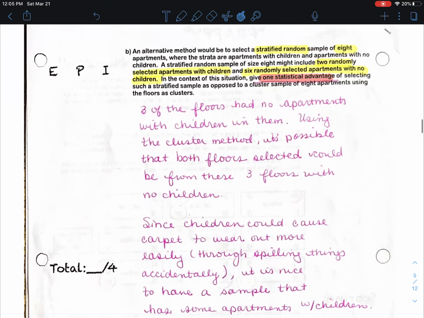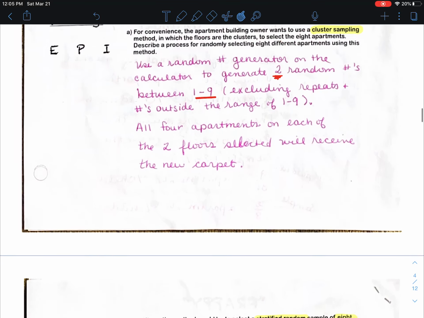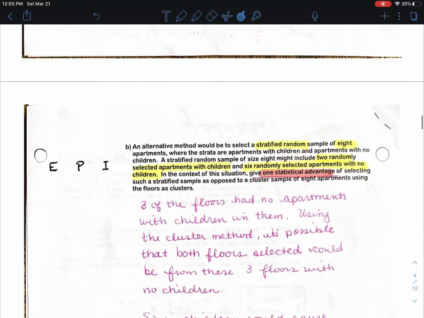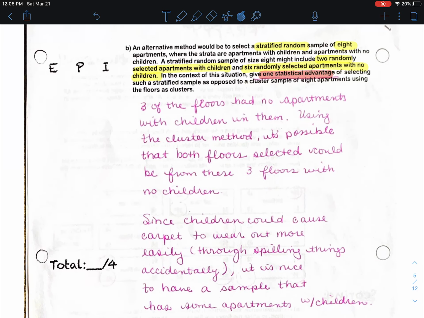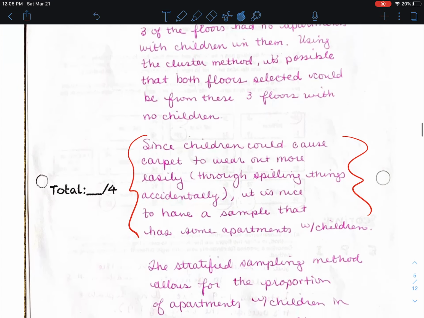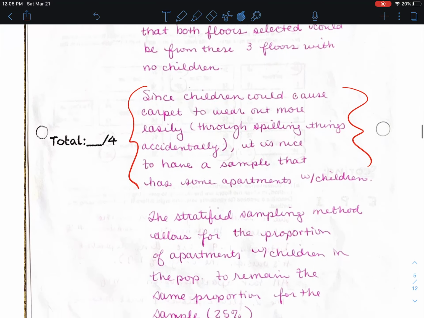So if you look back, you'll notice that there were 3 floors that had no children on them at all. These right here are the 3 floors that had no children. And so we could say, since 3 of them had no children, if we did the cluster method, it's possible that the 2 floors that we would randomly pick could have come from any of those 3 floors with no children. And then we want to address, what's the big deal with the children? Well, children could cause the carpet to wear out more easily. They could spill things accidentally. So it's nice to have a sample that has some apartments with the children.